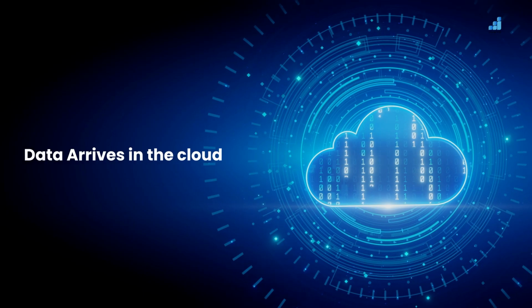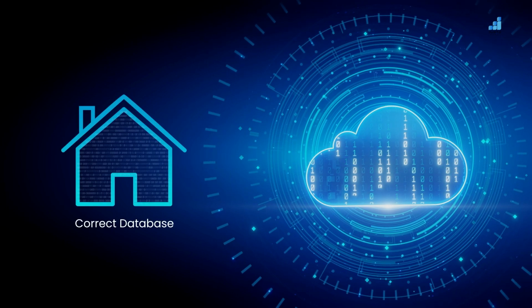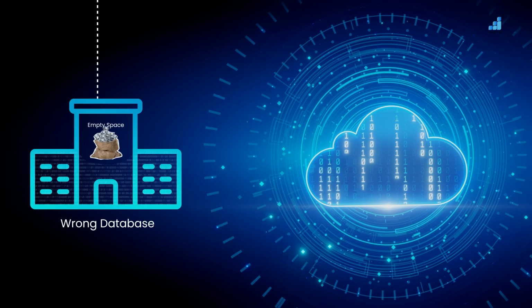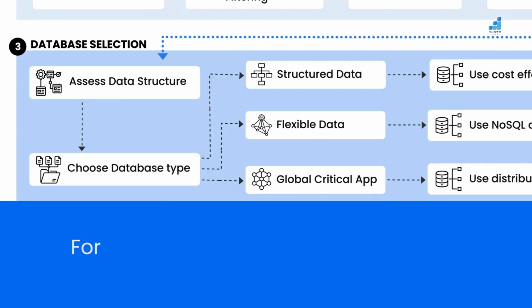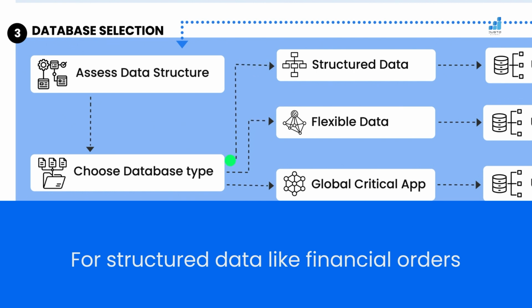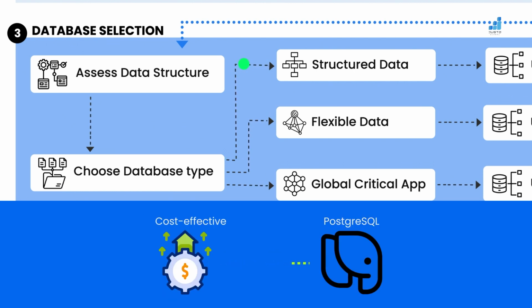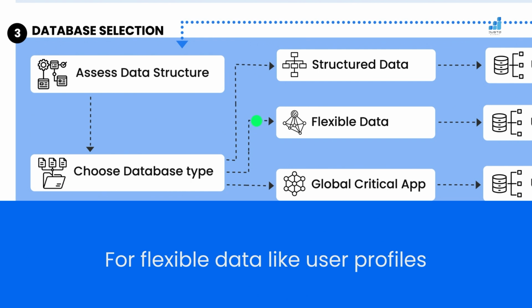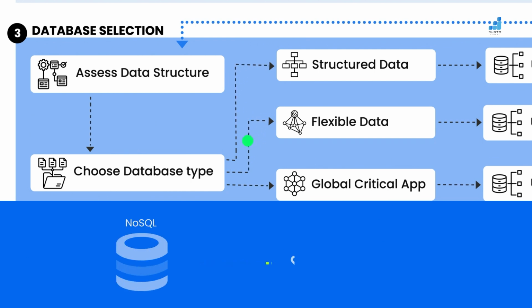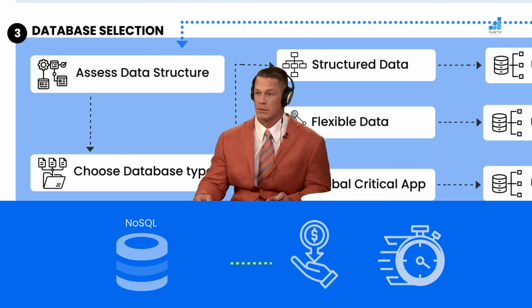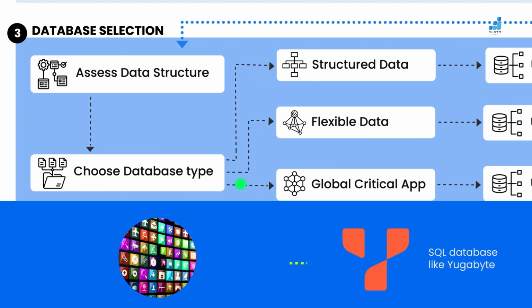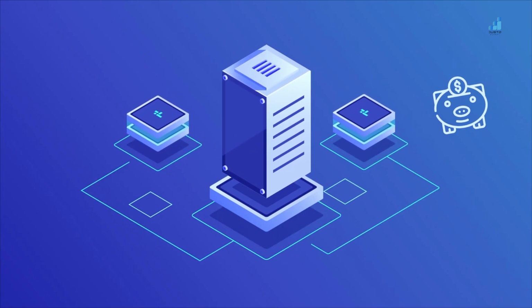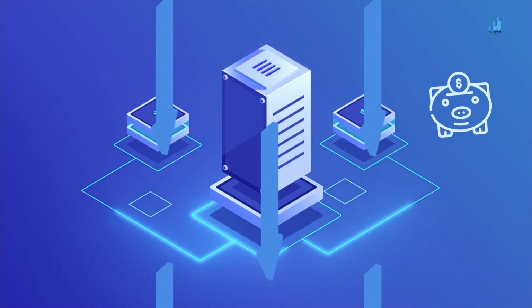Step 3. Once your data arrives in the cloud, it needs the right home. Put it in the wrong database, and you're proudly paying for expensive empty space. So choose the right cloud database. For structured data, like financial orders, use a cost-effective database like PostgreSQL. For flexible data like user profiles, a NoSQL database is probably cheaper and faster unless you enjoy overpaying. And for massive global apps that absolutely cannot go down, you bring in a distributed SQL database like Yugabyte. Picking the right database from the start saves you from excruciatingly costly problems down the line.